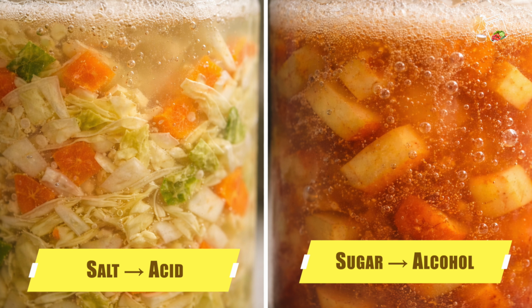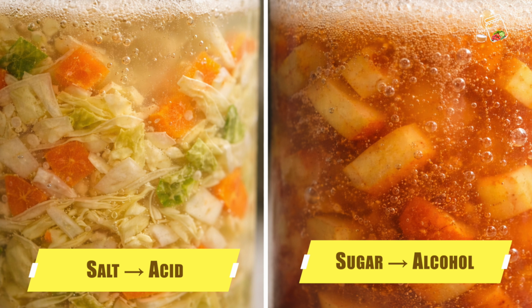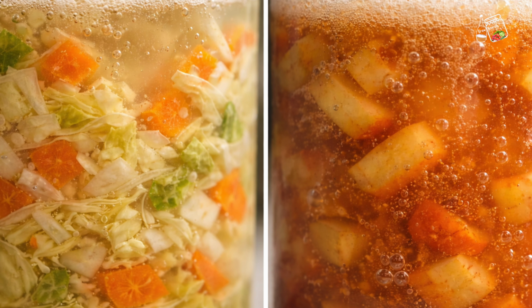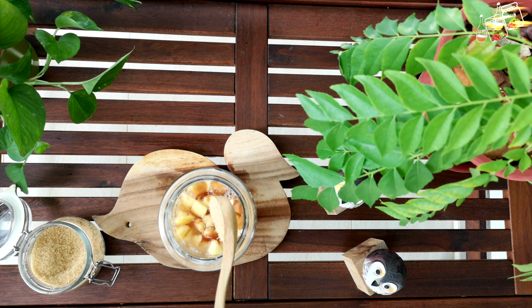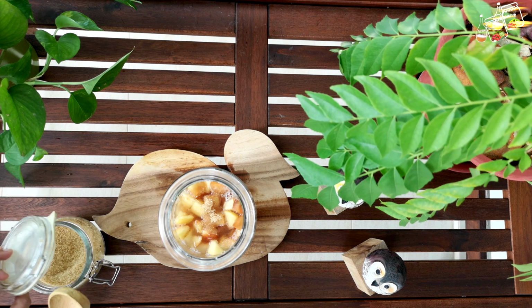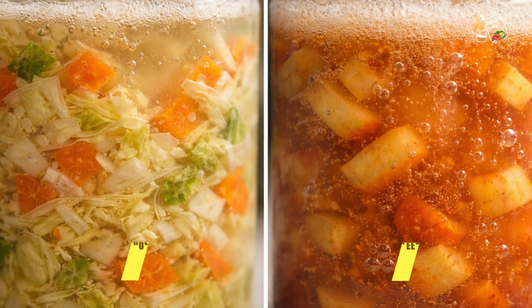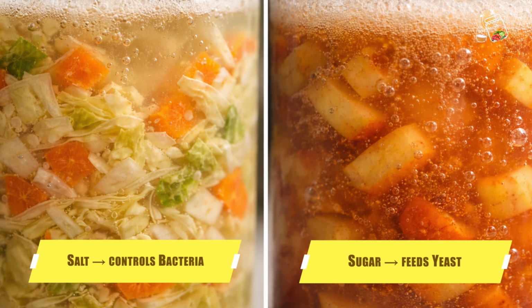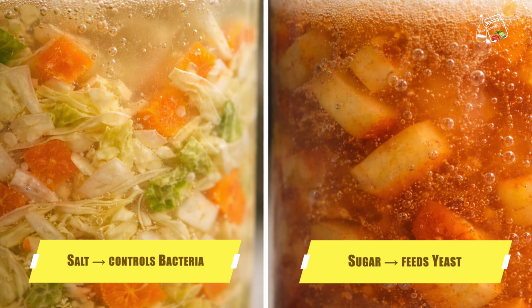Alcohol does not come from salt. It comes from sugar. Yeast can only produce alcohol when enough sugar is present. This is why wine requires sugar from grapes or fruit, or extra sugar is often added to boost the alcohol. Sweetness determines alcohol potential. Without sugar, yeast cannot produce alcohol. Adding salt will never create alcohol. Salt controls bacteria. Sugar feeds yeast. Different roles, different outcomes.